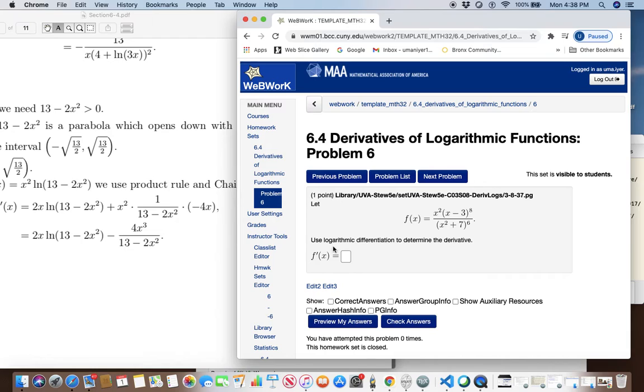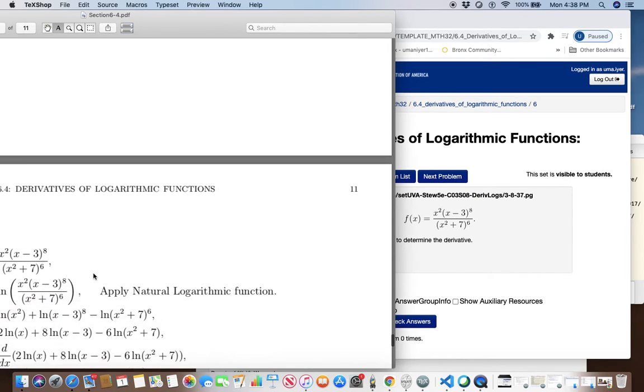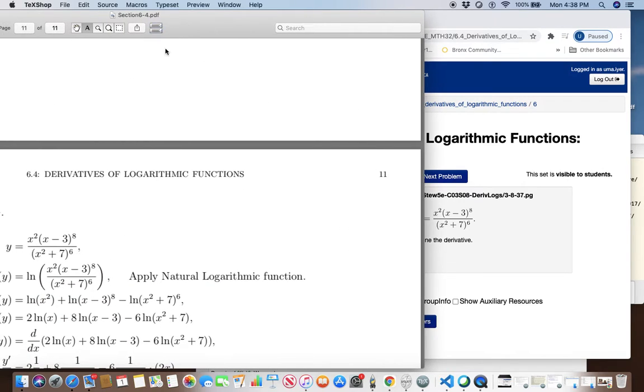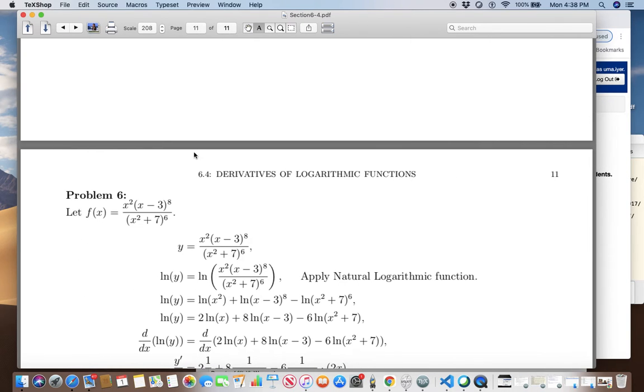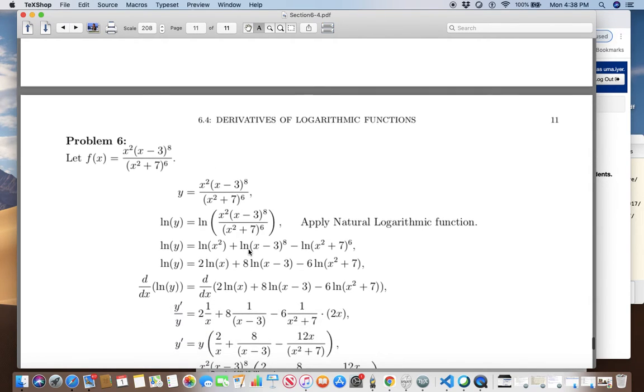Sixth question. Let f(x) be this rational function. Quite a few complications. Use logarithmic differentiation, so that will make things easier. So let's go. I hope I have copied the question correctly: x squared, (x minus 3) to the power 8, (x squared plus 7) to the power 6. So that's my function f(x). To find the derivative, first set y equal to your given expression. Then take the natural logarithm of both sides.